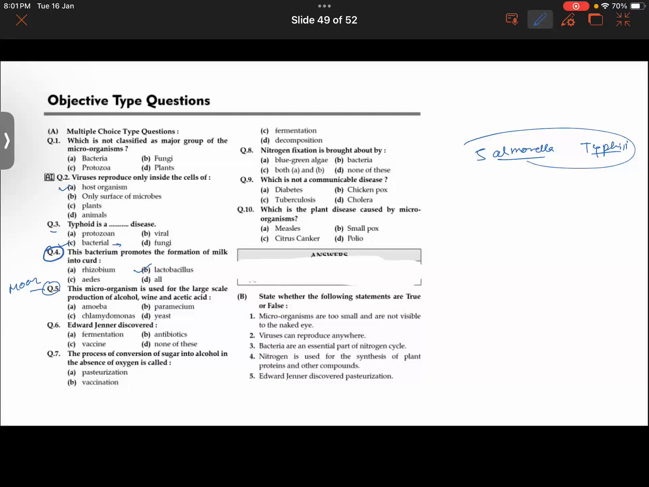Moaz, you are answering none of this. The microorganism used for the large... it is D, yeast. Correct.